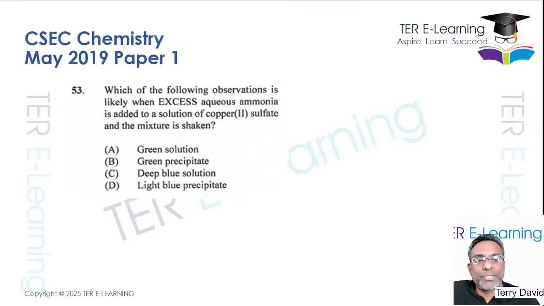So people are saying D, plus solution. Yes, when we add aqueous ammonia to a solution containing Cu2+ ions, what's going to happen is that you initially get a blue precipitate, but if you add excess ammonia, you get a deep blue solution. So the answer is C.